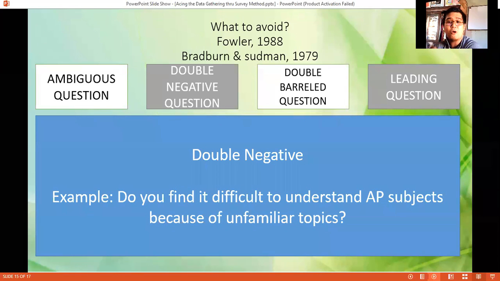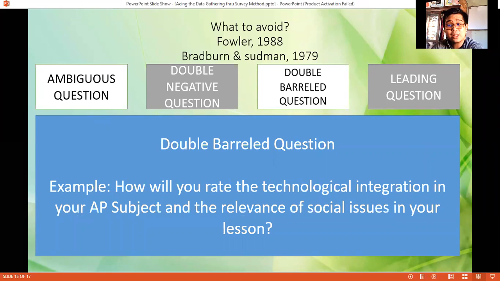Another one is the double negative response. Do you find it difficult to understand AP subjects because of unfamiliar topics? These are double negative responses, just like in the first example earlier. And another one is, how will you rate the technological integration in your AP subject and the relevance of social issues in your lesson? This is a double-barreled question. Magkaiba sila. It's two different things and two different concepts, but you try to integrate them into one.